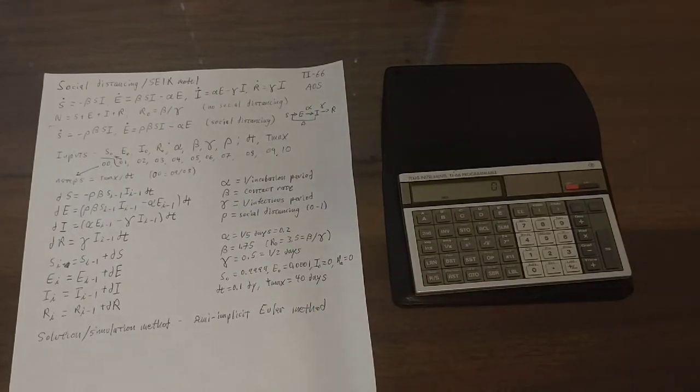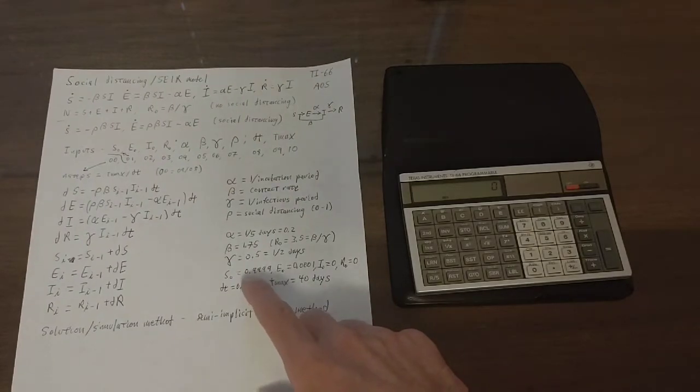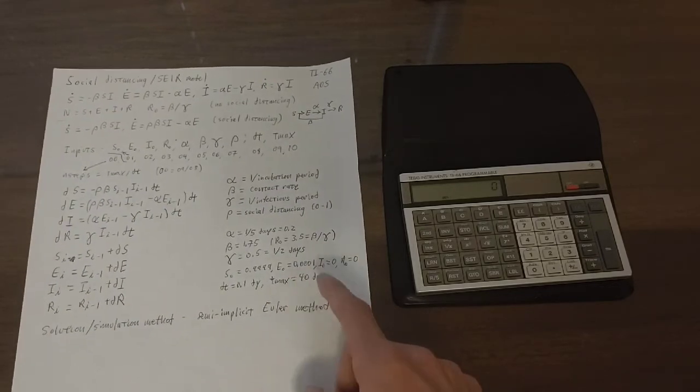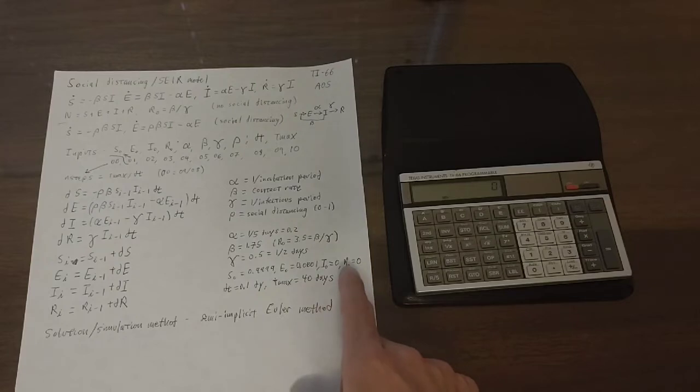R0 is the number of individuals that an infected person would infect. So say if I'm infected and I'm interacting with other people in a normal way, on average 3.5 more people would become infected later. My starting conditions will be 99.99% of the population susceptible, 0.01% exposed, none infected, and none recovered.